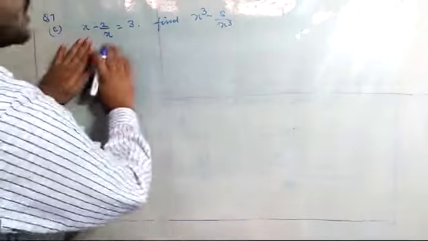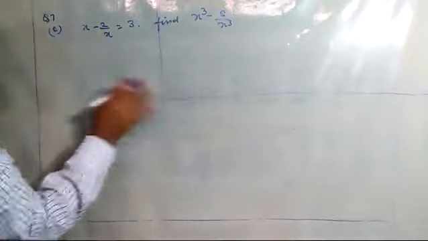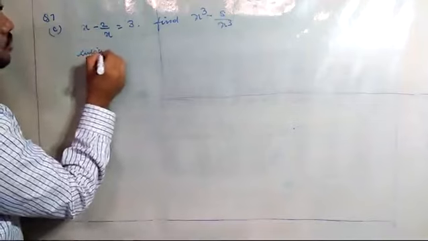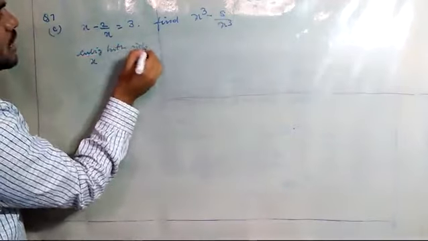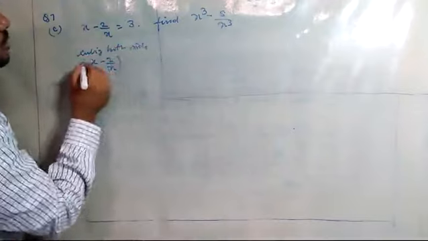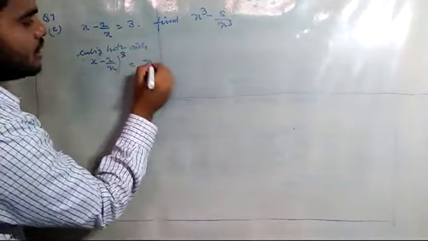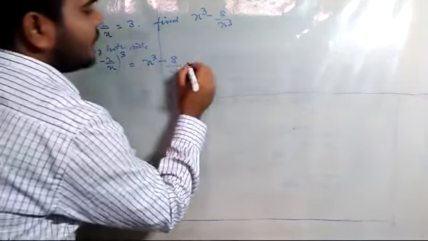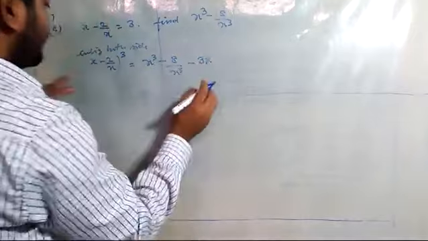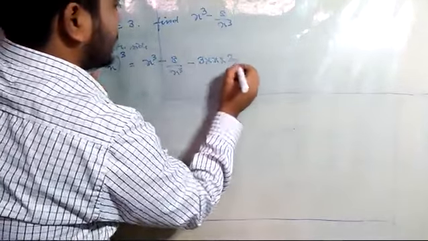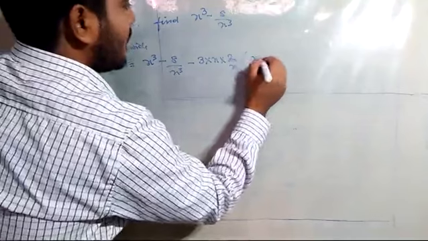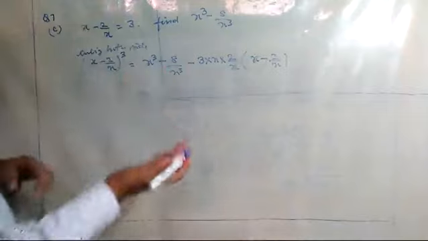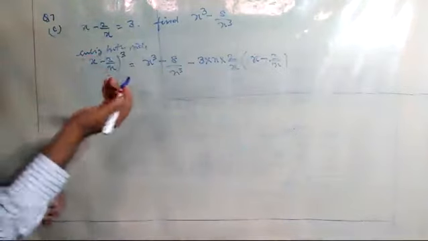It's very easy. This is just expansion. If you see, you can very well apply the formula. Cubing both sides. (x minus 2 by x) whole cube. It will be x cube minus 8 upon x cube. I hope no problem. Then minus 3 into first term into second term, bracket x minus 2 upon x. If you remember this formula, it will be very easy to solve. Otherwise you will face the problem.